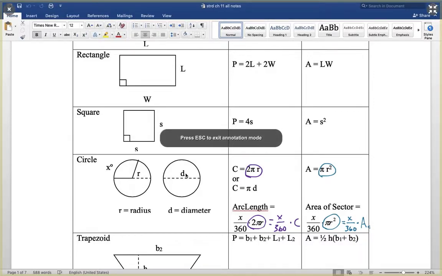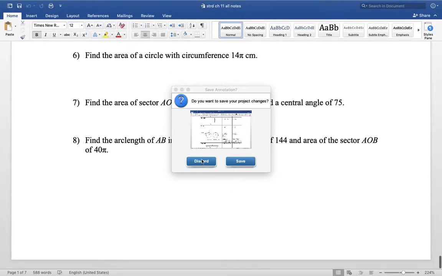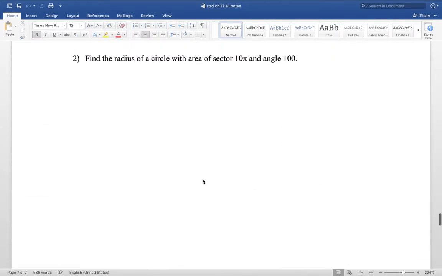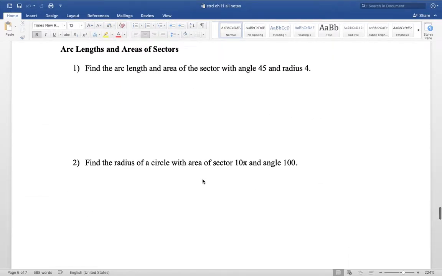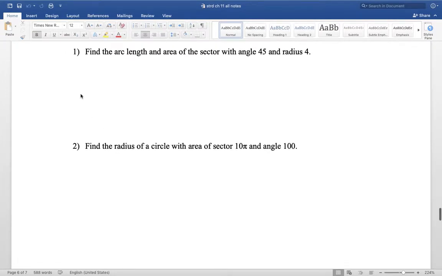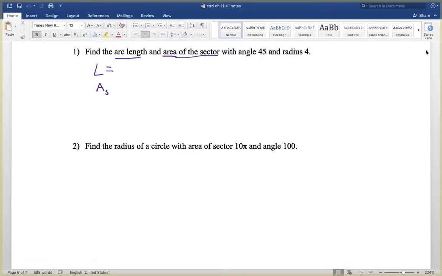So we're going to go ahead and look at some of the examples already in the notes, and then I'm going to do a couple extra examples with you as well to make sure that you're well prepared for your Khan Academy assignment on this. So in the first problem here, we're asked to find the arc length and the area. So we're going to find two things. We're going to find L, and we're going to find the area of the sector. So I'm going to call that a little s, the area of the sector. We're told what our angle is. That angle, that's our x, and we're given our radius is 4.